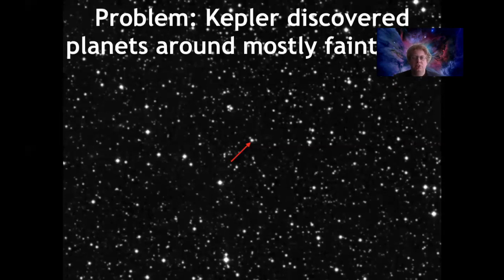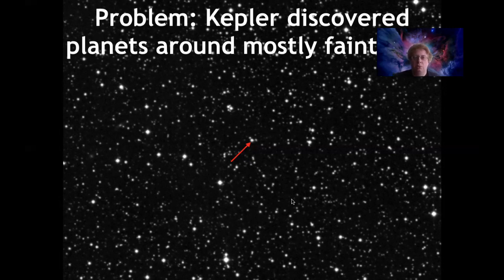The problem is that Kepler mostly discovered planets around faint stars. This star right here in the center of this field of view is Kepler 11. This is one of the most famous systems discovered by Kepler. It has 6 planets orbiting around it. But as you can tell, it's not a particularly impressive star. It's not as bright as many of the other stars nearby, and therefore it's very difficult for us to learn much about that star at all.